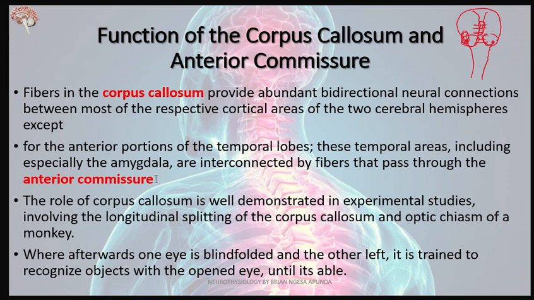So that means if you split the corpus callosum, to an extent, we don't anticipate communication between the right and the left part. And remember the role of the optic chiasma. So the optic chiasma again is able to integrate both the visual sensation from the right and the left eye. So in the first experiment, both corpus callosum and the optic chiasma is split, whereas afterward, one eye is blindfolded and the other one is left. It is trained to recognize the object with the open eye until it is able.